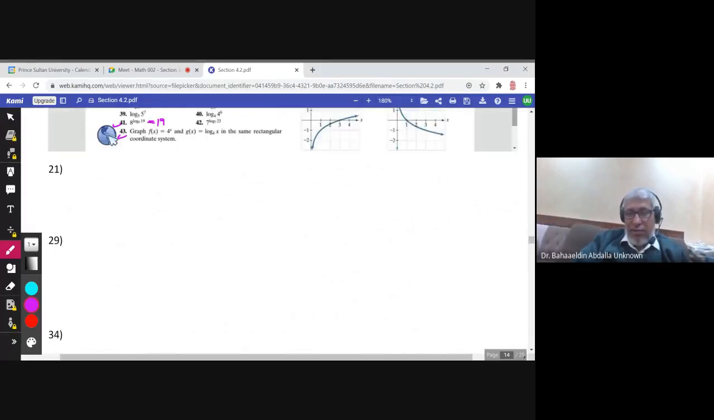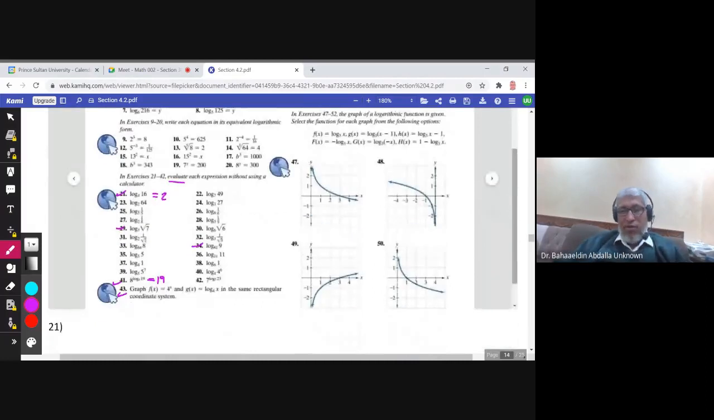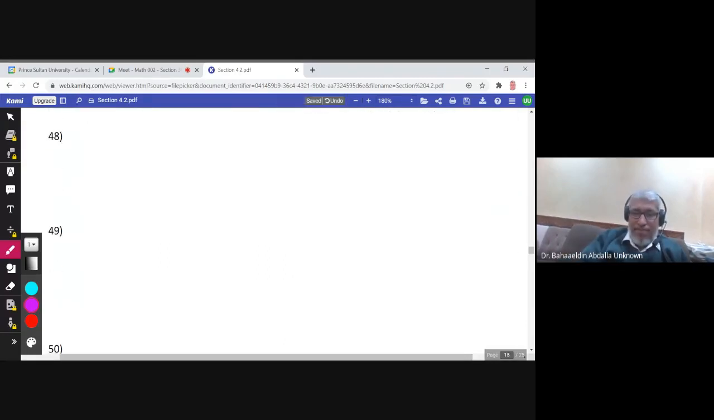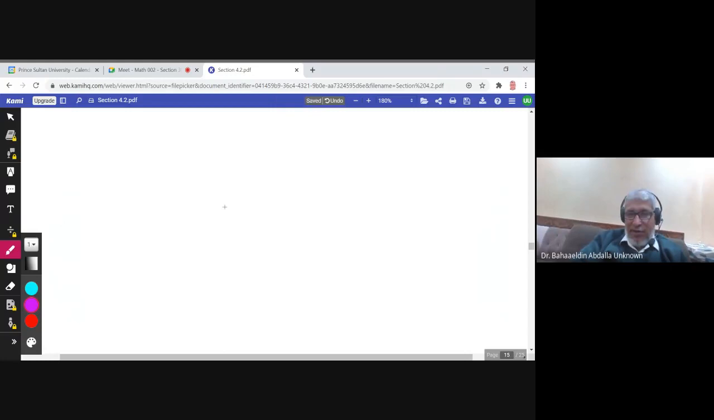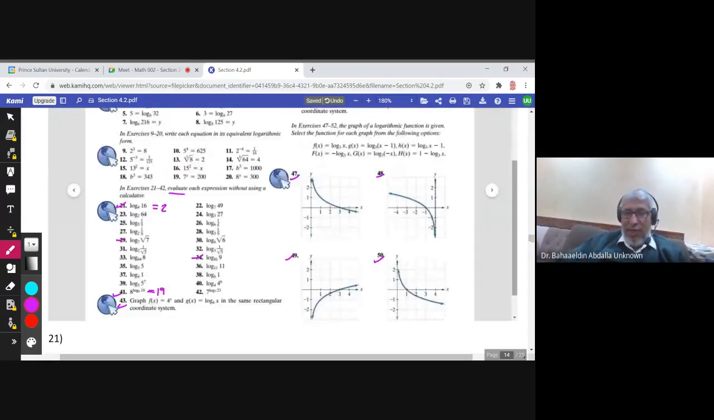Let us now solve questions 47, 48, 49, 50, 51 and 52. These 6 graphs are given. This would be the last thing we talk about today. And here we have 6 functions. The question says the graph of a logarithmic function is given. Select the function for each graph.